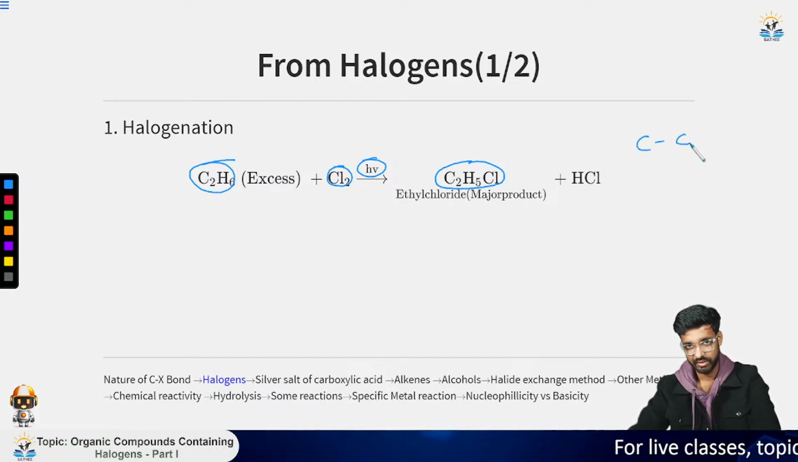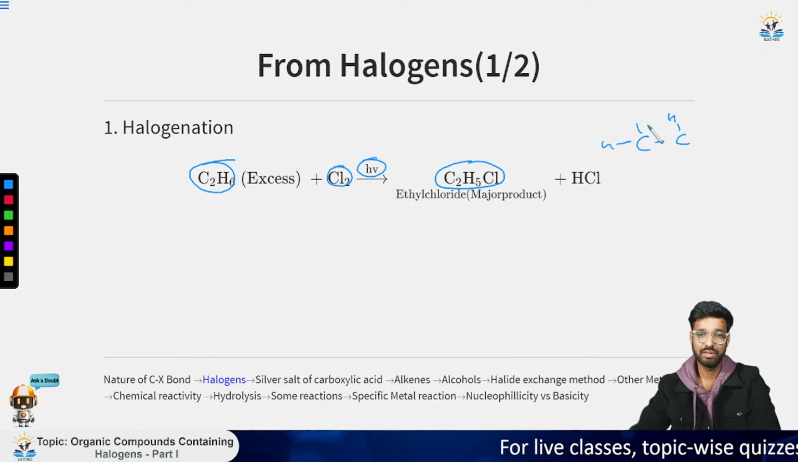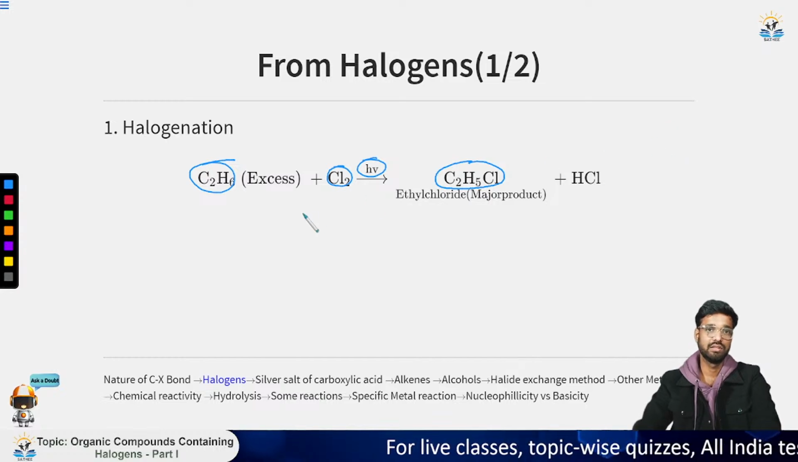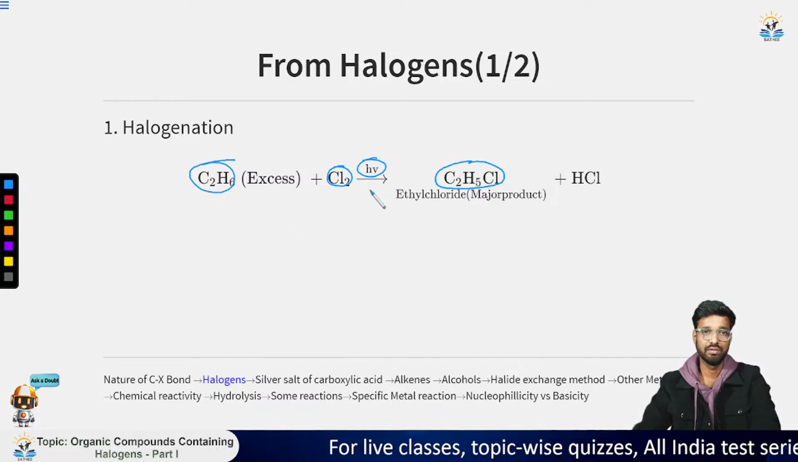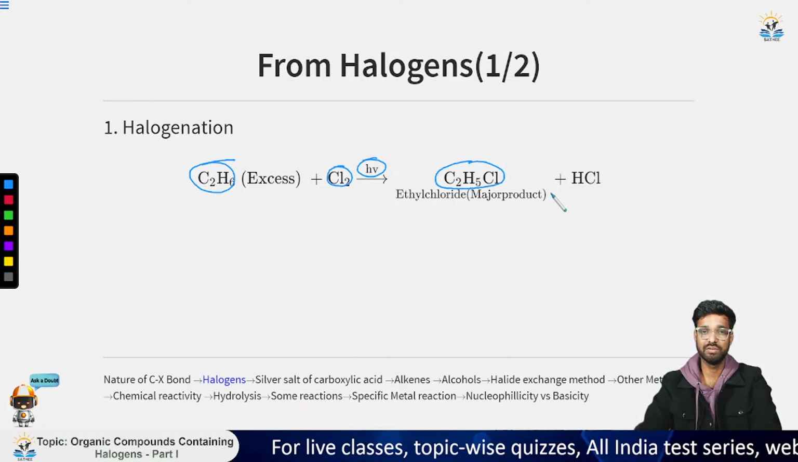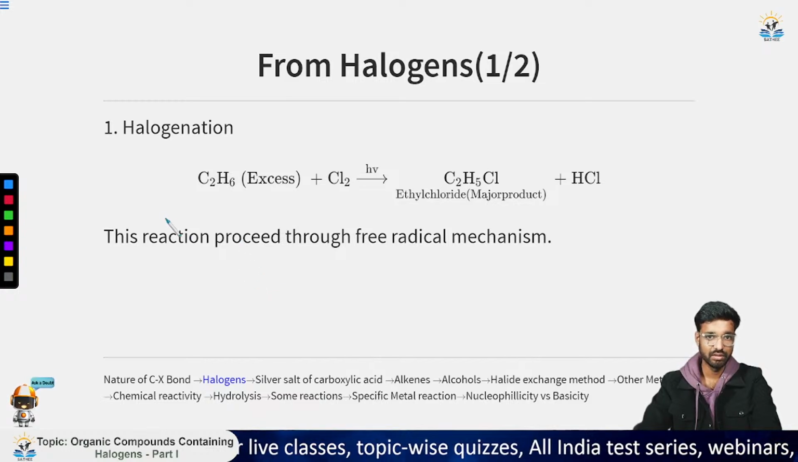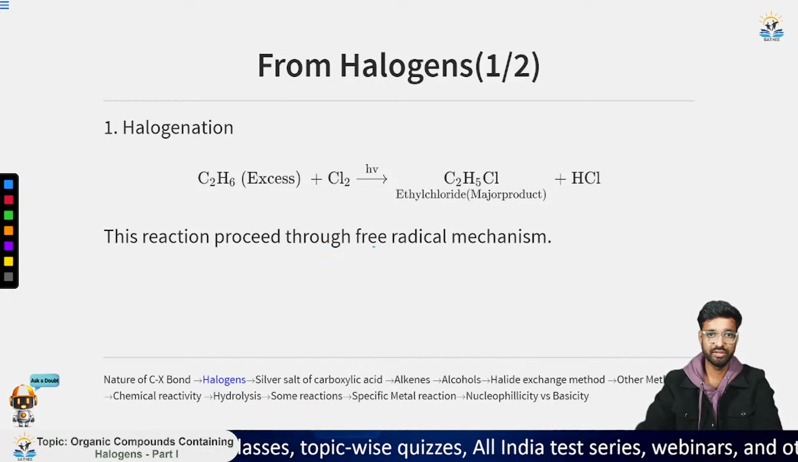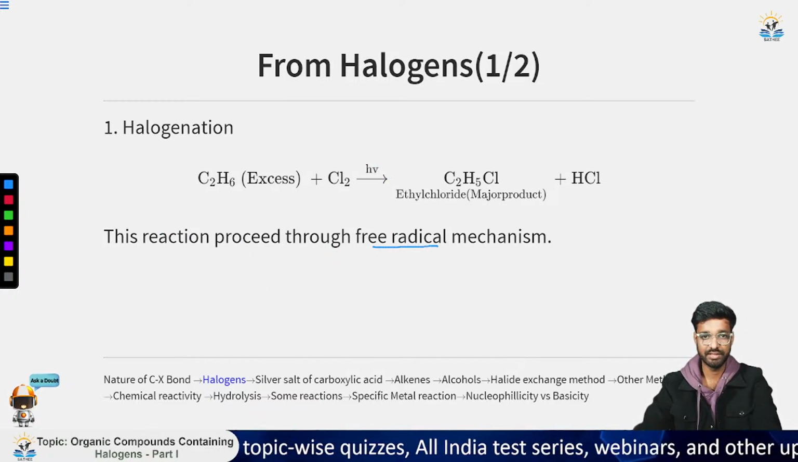If this is C2H6, it is possible that there can be dichlorination of the same compound, that is ethane, but ethyl chloride is formed in the major amount. Now this reaction proceeds through the free radical mechanism because H is present here.